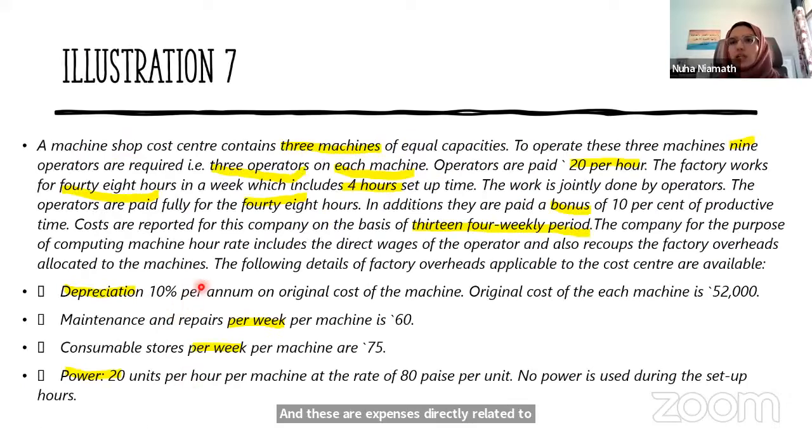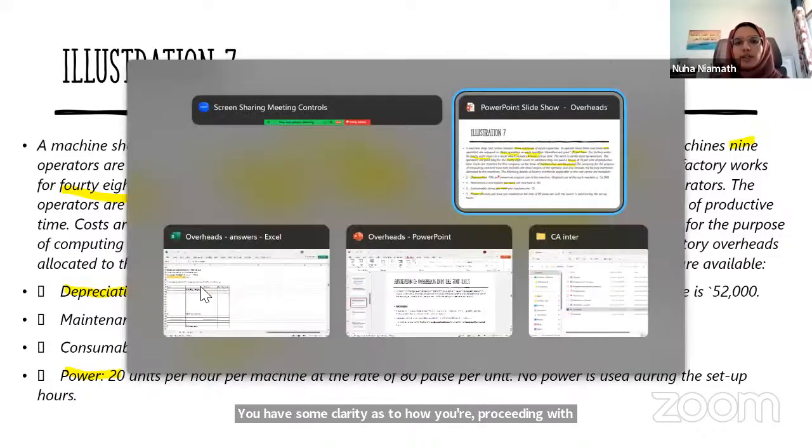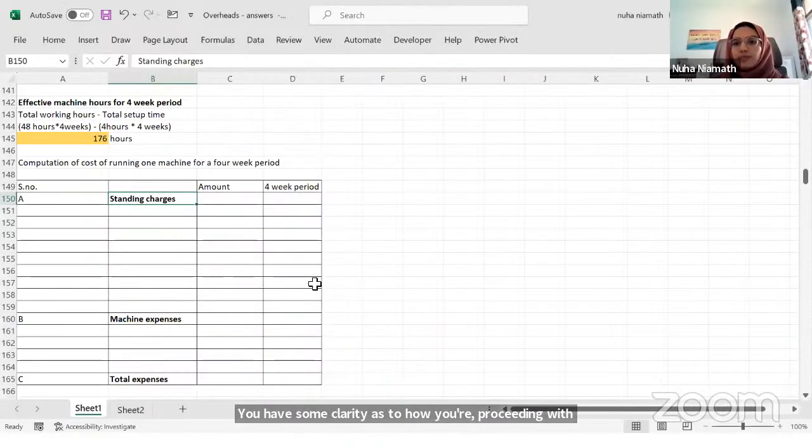It's just for ease of computation, so that in the exam, when you're trying to solve the question, you have some clarity as to how you're proceeding. So this is how we have bifurcated it, as standing charges and machine expenses.